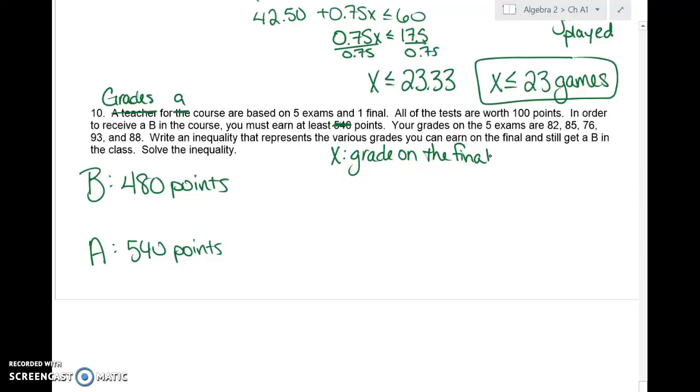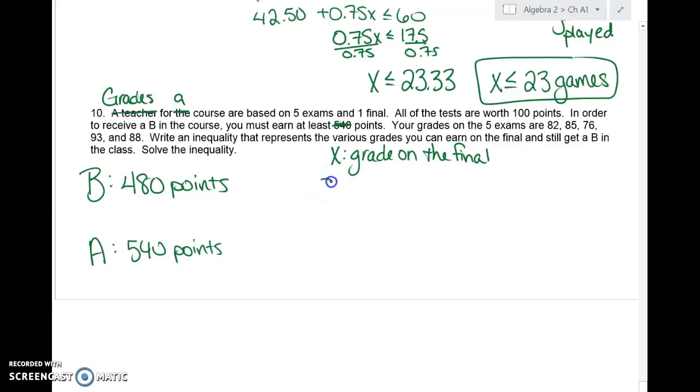Sort of. The 100 is really just extra information. So we have 5 grades. What should we do with those 5 grades? Add them all up. And then we have to add in our unknown grade, our X. And then we have to figure out, does that need to be less than or equal to, greater than or equal to 480 points. So take a moment and see if you can set up and solve an inequality to figure out the possible grades to get a B.